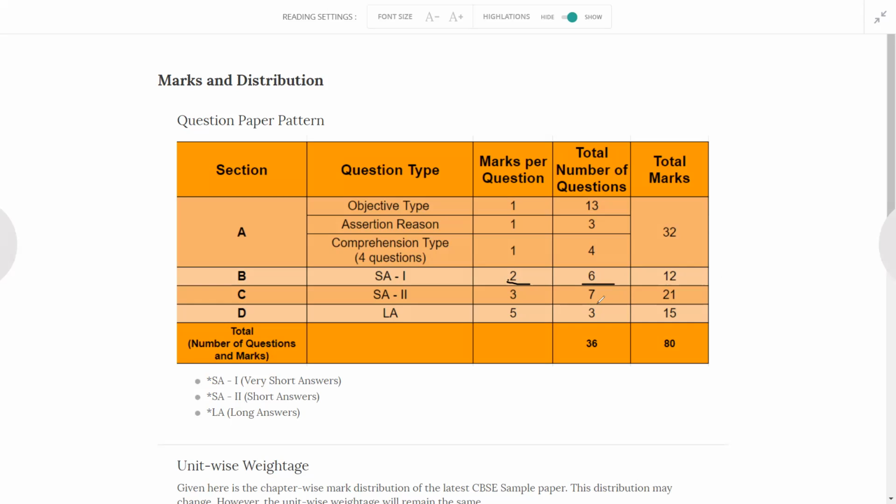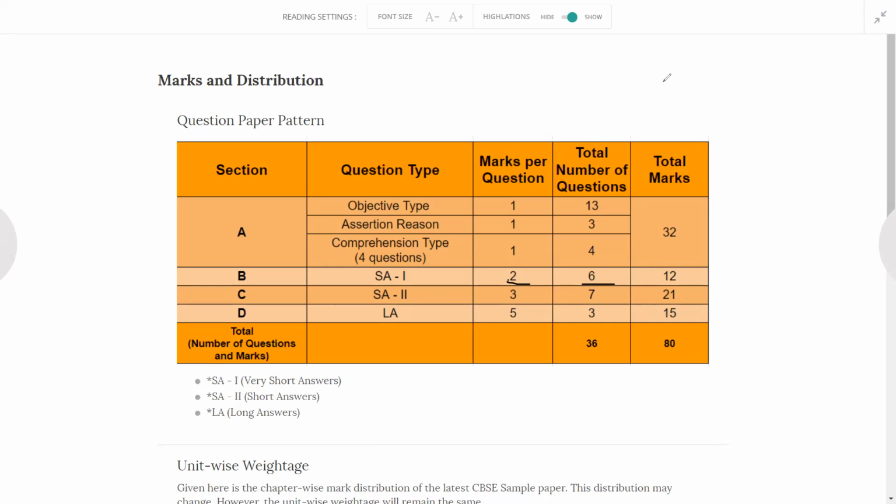So you need to answer 7 questions, so the total marks will be 21. Next is section D, which carries long answer type questions. Each question will carry 5 marks and there will be 3 questions, so the total marks is 15. The total of the paper comes to 80 marks and there will be 36 questions in total.